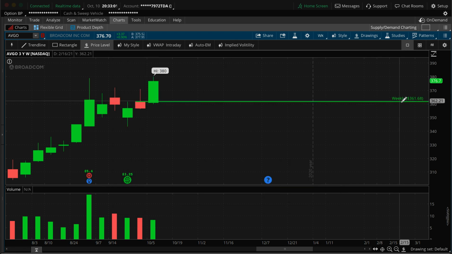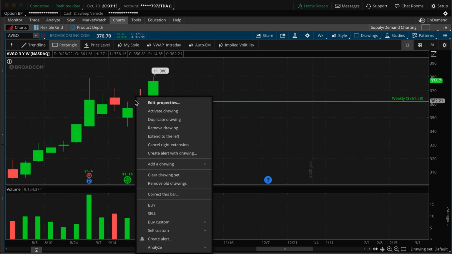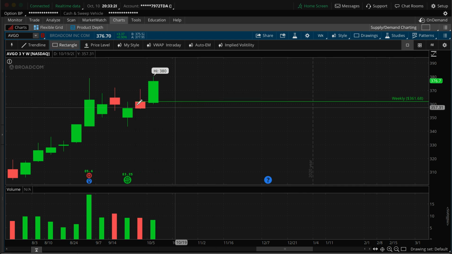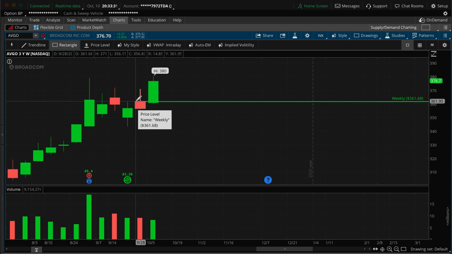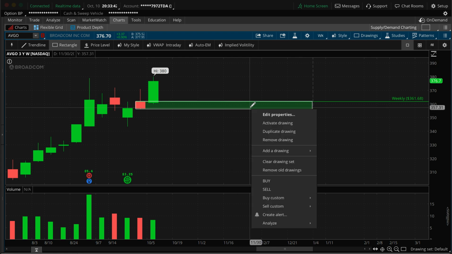So now we have this weekly demand zone, and now we need to draw our rectangle. I have them set up here in my toolbar. You can also get them down here at your drawing tools. So there's your rectangle, there's your price level. Or if you right click on your chart, you can go to add a drawing, and then you can get your drawing tools from there as well. We want to draw from the top of the body to the bottom of the wick, which there really isn't a wick on this one. But we'll just draw that. So now we have our demand zone.